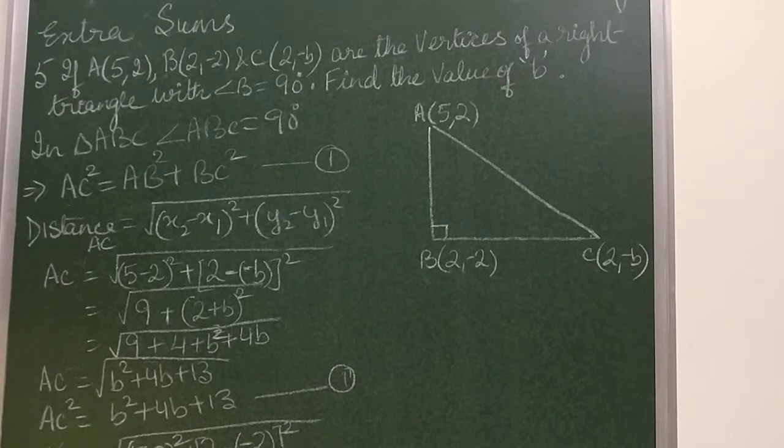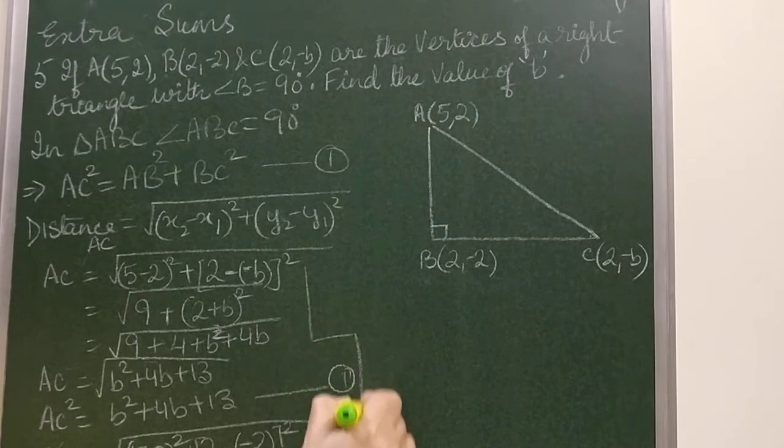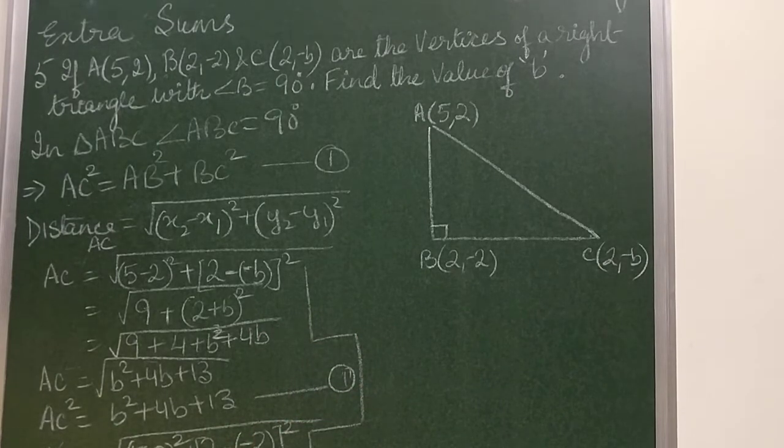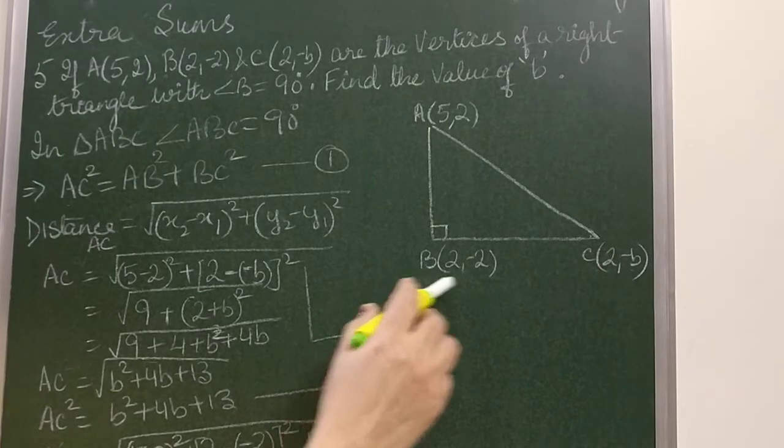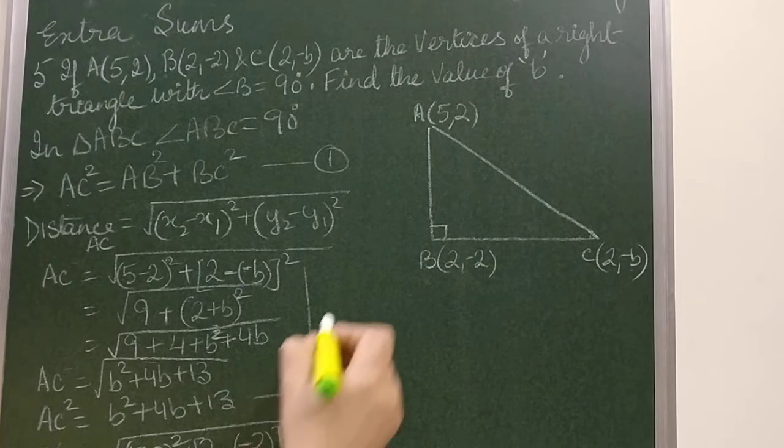And so AB is 5 units. 5 units, we got it. AB also, we got it. Put it as 2. Okay, now we find out BC, the distance BC.